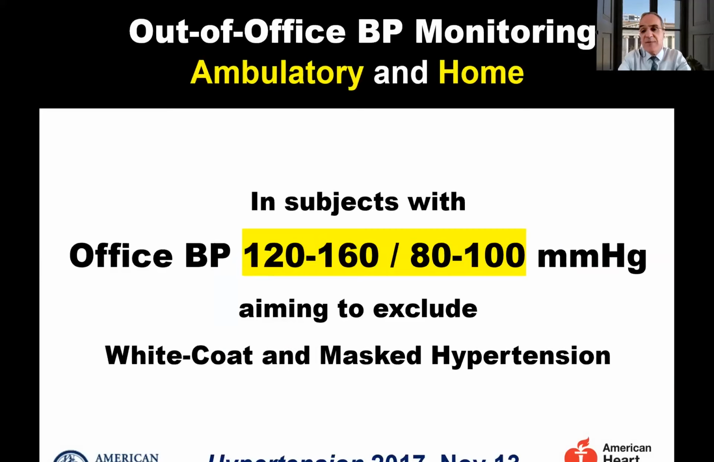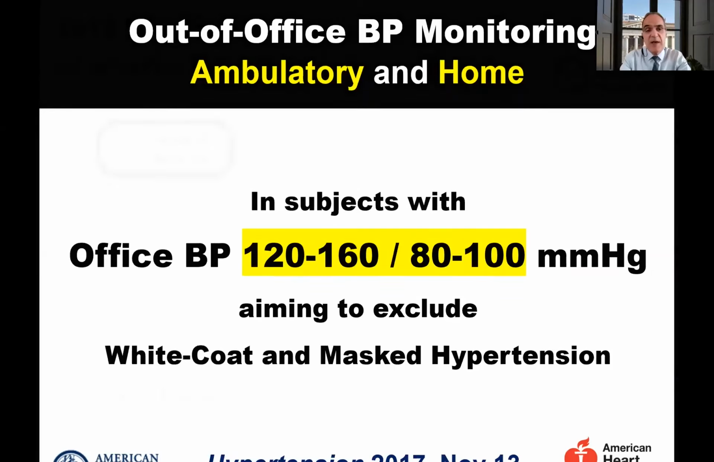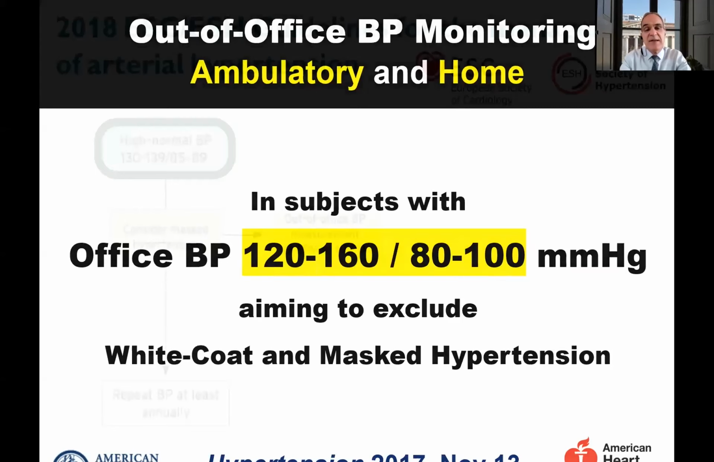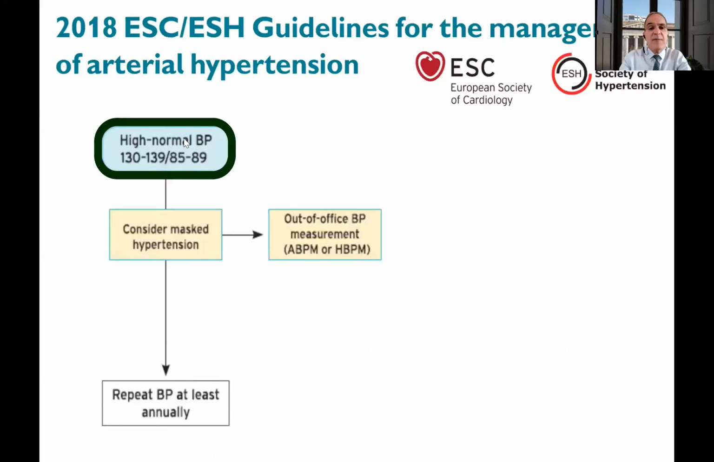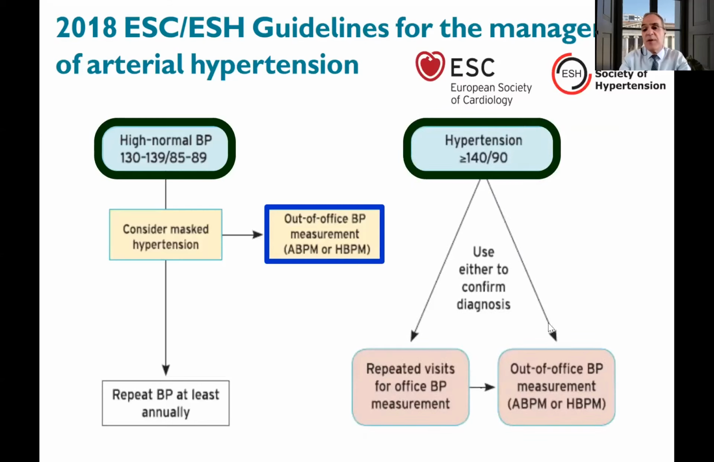In these patients, office blood pressure does not have the accuracy to diagnose hypertension, and you need to do out-of-office measurements. And you can see here the European guidelines. If office blood pressure is high normal, lower than 140 over 90, you are not finished, you should screen for masked hypertension and need out-of-office measurements. But even if blood pressure is higher than the threshold, then you need to confirm with out-of-office measurements. And only if these are not available, then you should confirm with repeated office visits.